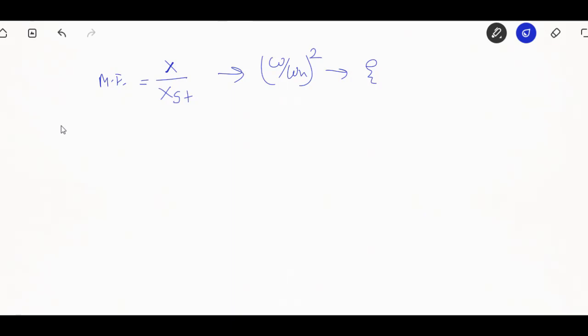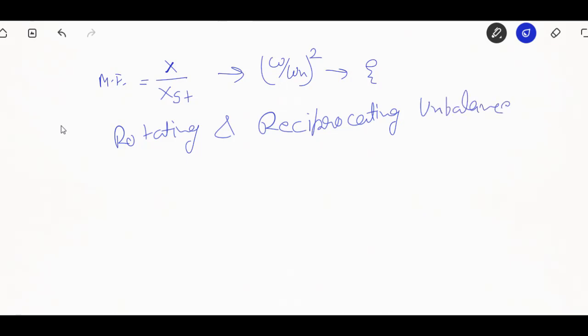So now we will talk about rotating and reciprocating unbalance in the case of forced vibration, as we were discussing, right?